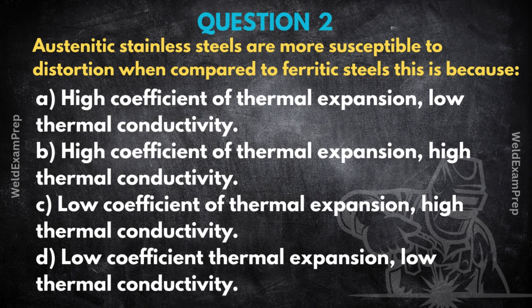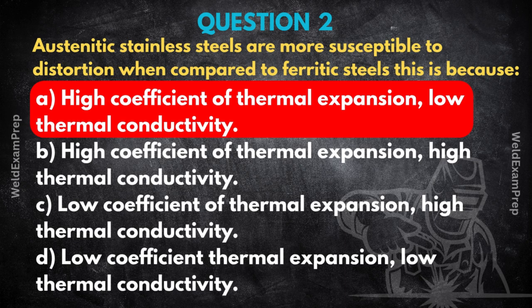Let's think about that one. Austenitic stainless. And the answer is A, high coefficient of thermal expansion, low thermal conductivity. Correct. And it really drills down into the fundamental properties. Why do those two things together cause so much trouble with distortion? Yeah, let's unpack that. Austenitic stainless steels have a really high coefficient of thermal expansion. What that actually means is they expand a lot when heated and contract a lot when cooled. Much more than ferritic steels for the same temperature change. Like stretching elastic versus a stiff wire. Exactly. Big response to temperature changes.